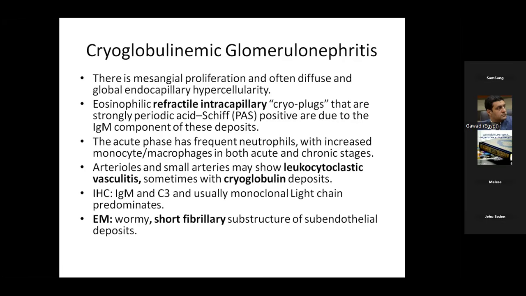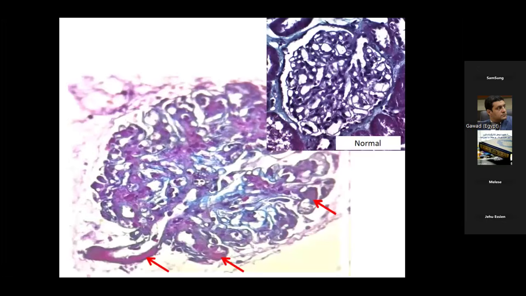The arterioles could have these deposits as well. By immunofluorescence, we will see IgM and C3 and usually monoclonal light chain deposits. By EM, they will be characteristically formed of another fibrillary deposit, but these fibrils will be wormy and more thick.